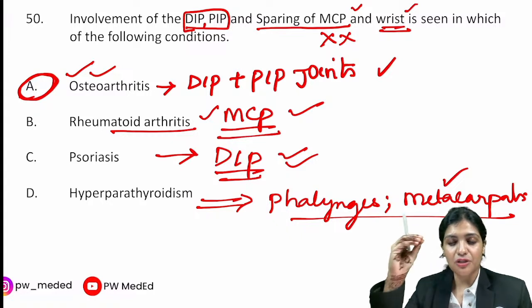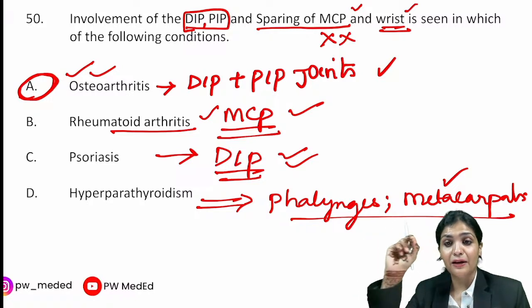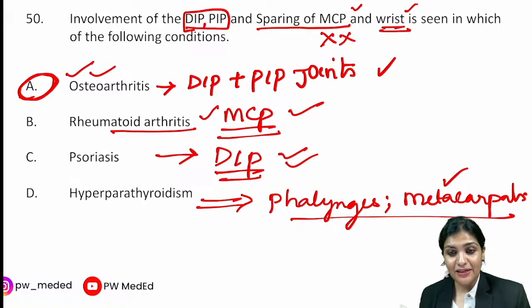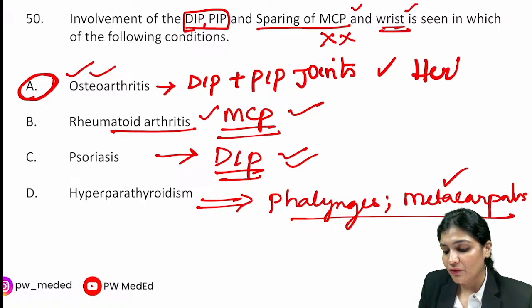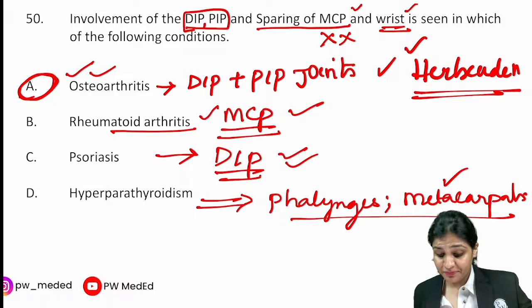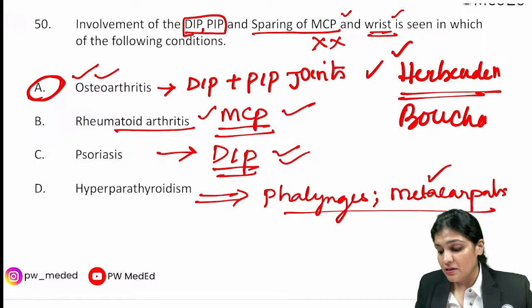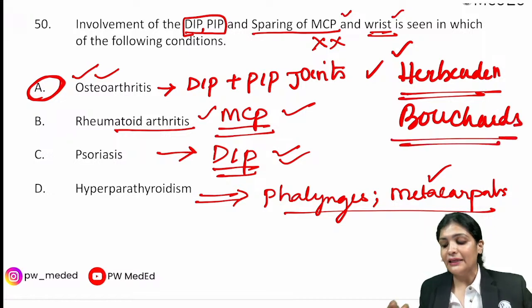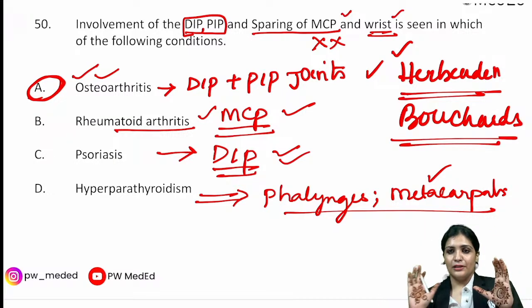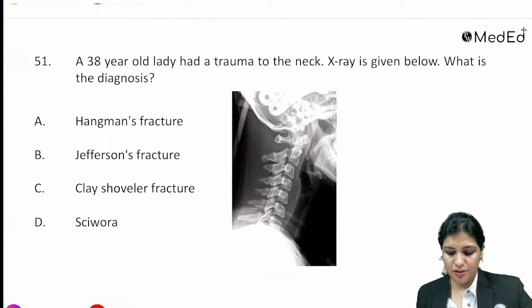So whenever there is a question on the joints, please look for MCP for rheumatoid. If you want to answer it as psoriasis, please keep in mind that there should be an involvement of DIP. And for osteoarthritis there is DIP and PIP, and then you have your Heberden's nodes and Bouchard's nodes, which are seen near the DIP and PIP joints in osteoarthritis, right?